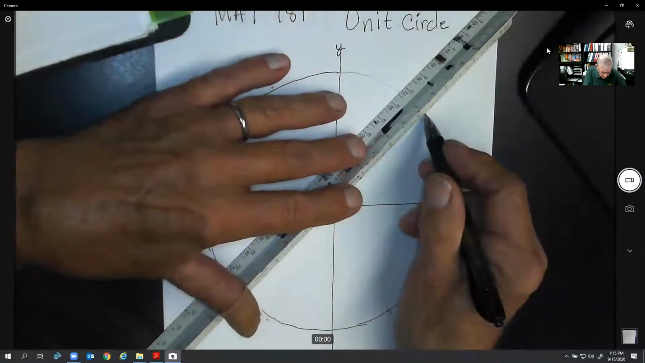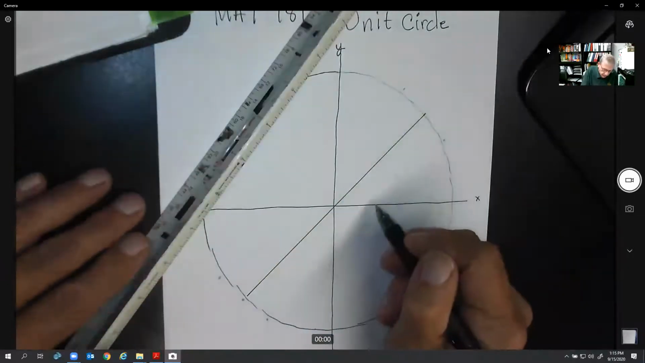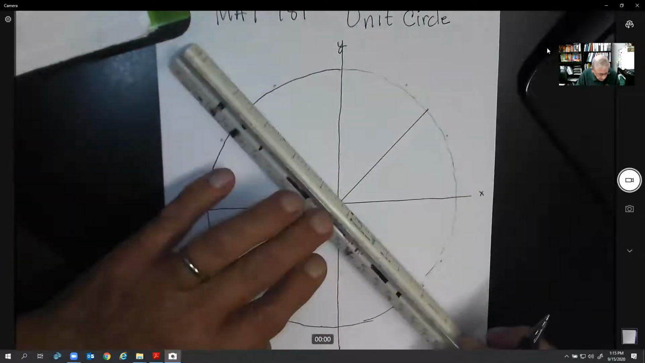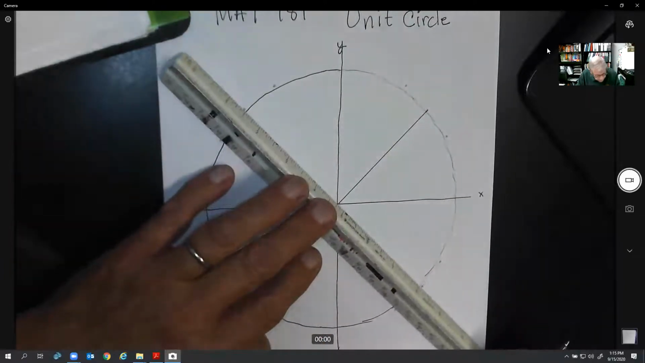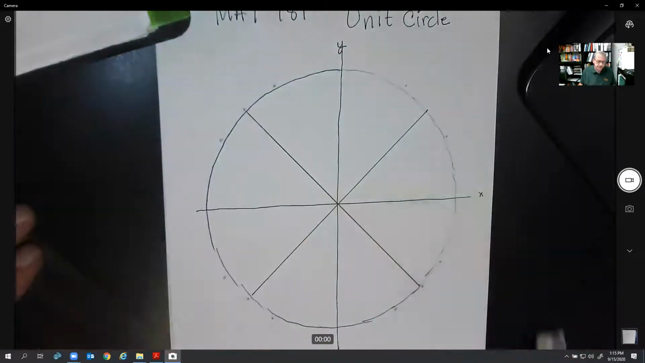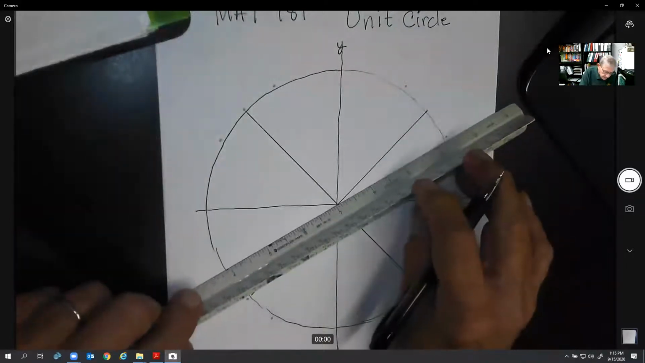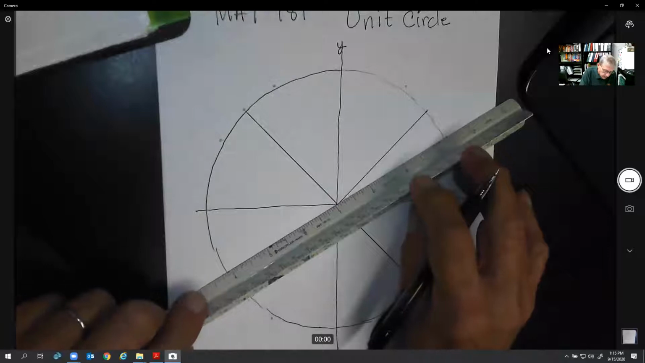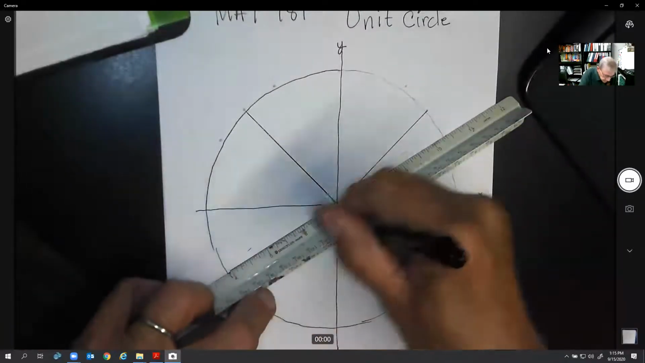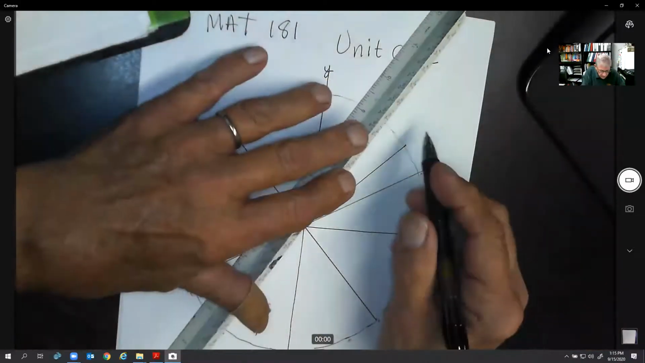These angles right here, cutting through, we can see this is a 45-degree angle right here. And we're going to draw another one right through here. And then we're going to draw some 30 degrees. 30 goes through here and here. Pretty accurate. And a 60-degree angle.